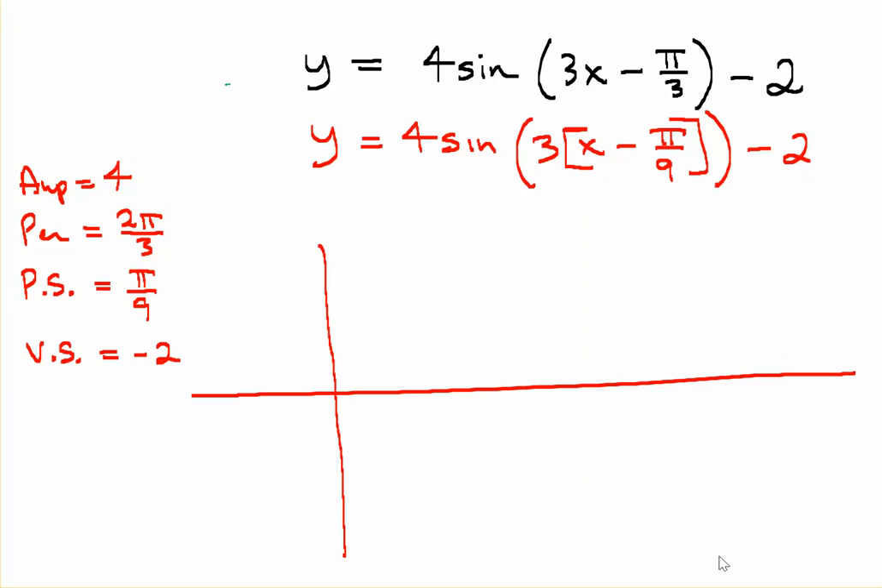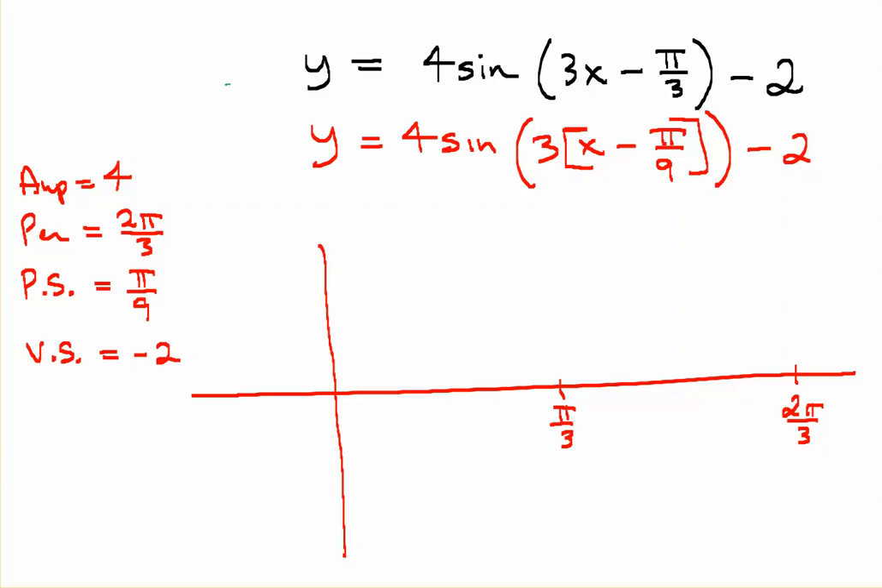All right, let's see how we can set this up here. So the period is 2 pi over 3. I'm going to have to put this guy all the way over here to make a nice graph. Then I'm going to chunk it up into 4 different pieces, because they all have quarters here. So half of 2 pi over 3 is pi over 3.